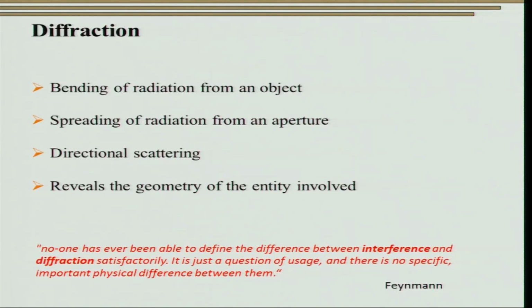So, coming back to diffraction, as I had already mentioned, diffraction is the bending of radiation from an object or spreading of radiation from an aperture. It is also defined as directional scattering and is very important for revealing the geometry of the entity involved, because the diffraction pattern essentially inherits the geometry of the entity that leads to diffraction.